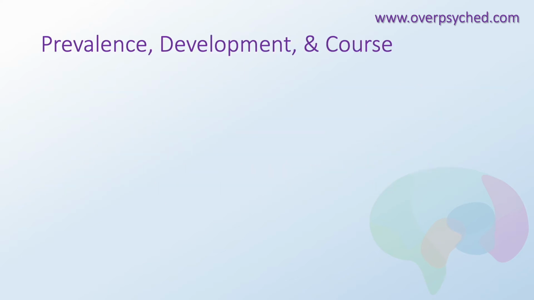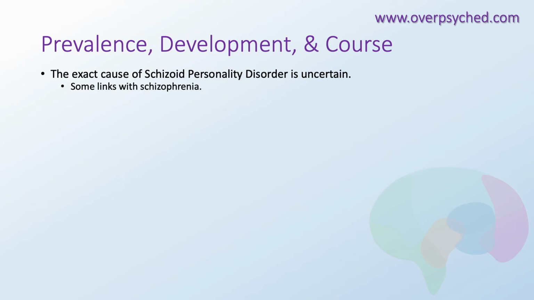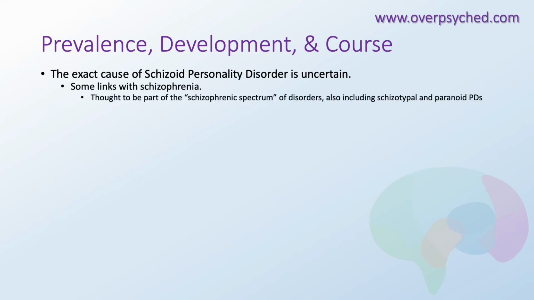Next, we're going to cover the prevalence, development, and course. The exact cause of schizoid personality disorder is uncertain, but there are some links with schizophrenia. It's thought to be part of the schizophrenic spectrum of disorders, which also includes schizotypal and paranoid personality disorders, the cluster A personality disorders. And some twin studies suggest that there are inheritable traits, so there may be a genetic factor as well.